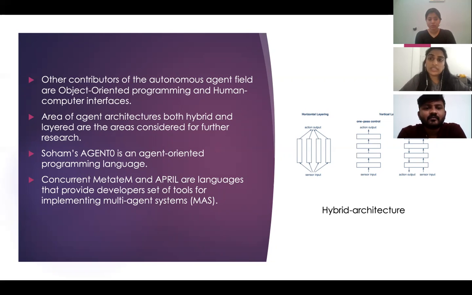So for agent development or agent research, there's an agent programming language called Agent Zero. This is one of the agent-oriented programming languages available that will help in our agent research and agent planning. And some of the other languages that help developers with a set of tools for implementing multi-agent systems are Concurrent MetateM and Everel. So these are the languages that will help developers implement multi-agent systems.